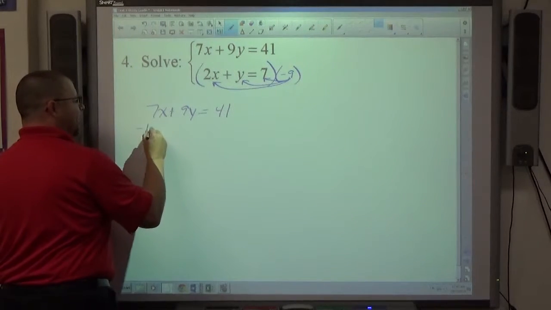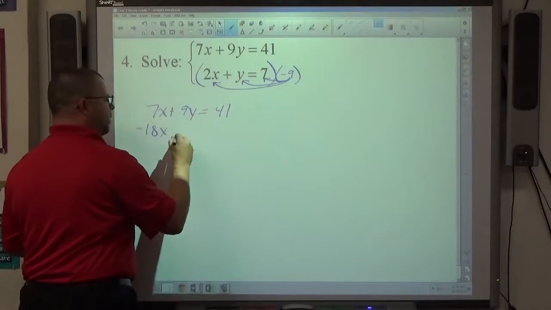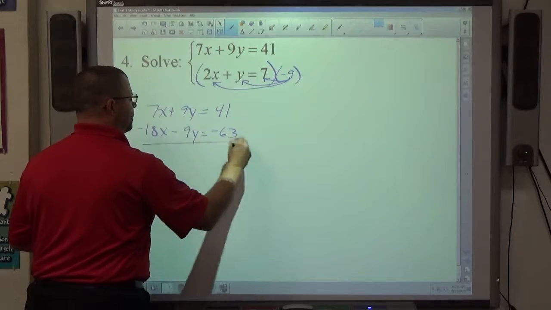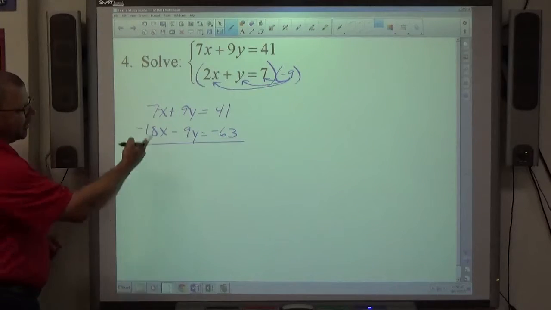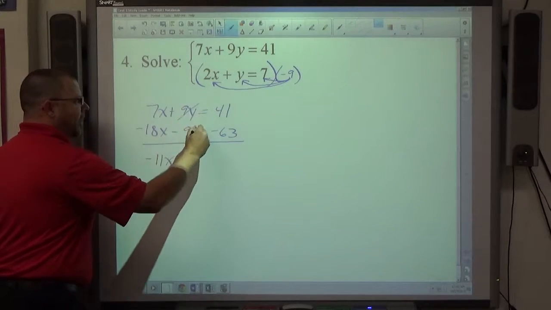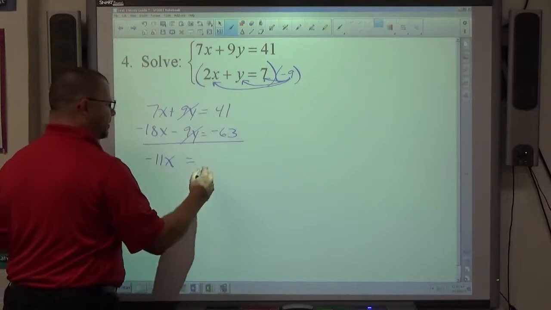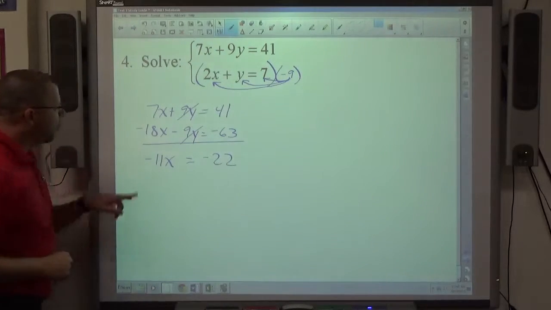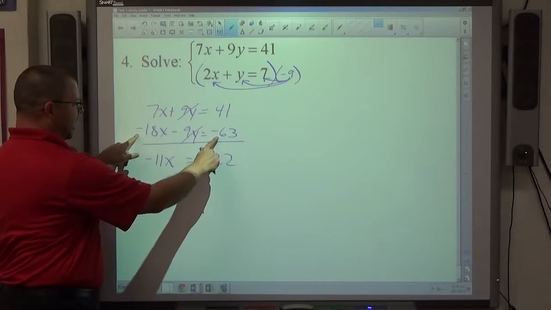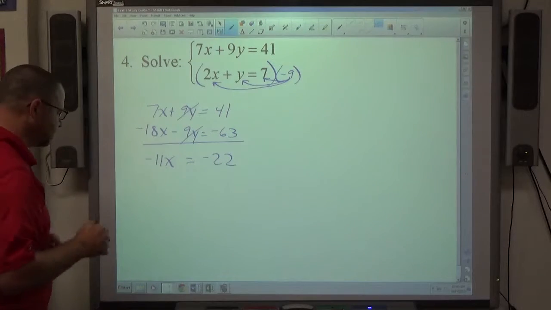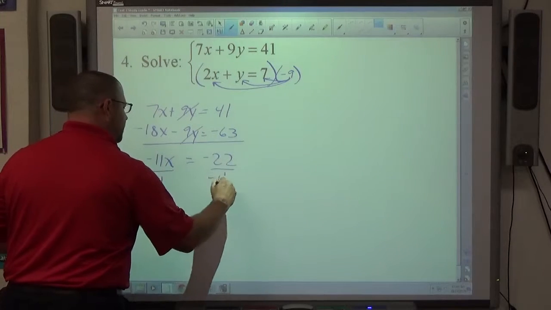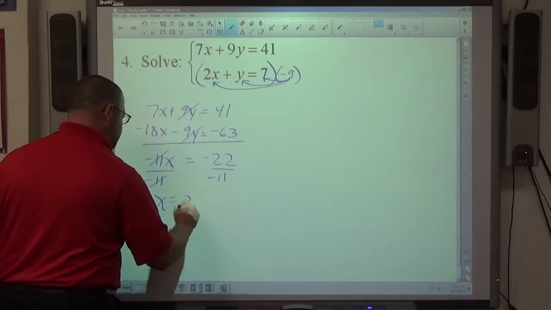-9 times 2x is -18x. -9 times y is -9y. -9 times 7 is -63. If I add the equations together at this point, 7x minus 18x is -11x. 9y minus 9y cancels. 41 minus 63 is -22. In both cases, here and here, subtraction occurred because the signs are different. In both cases, the negative number is bigger, making the answer negative. -11x equals -22, dividing by -11 gets me x equals +2.